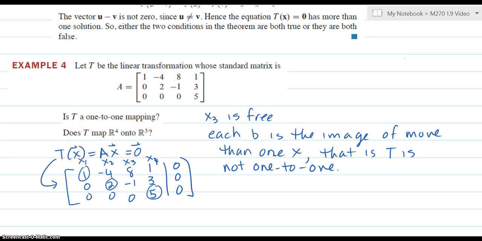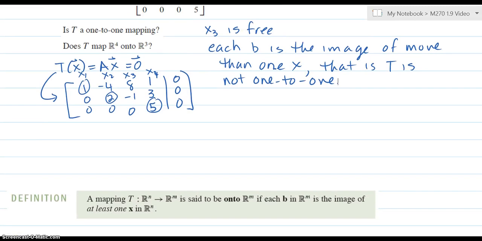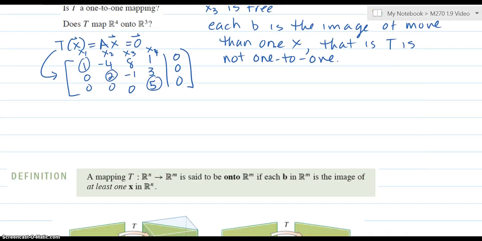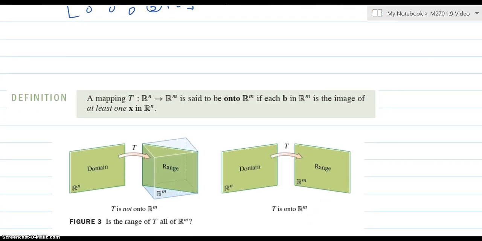Onto. To see if T maps R4 onto R3, we need the definition. So let's do that next. Here's the definition of onto. A mapping T from Rn to Rm is said to be onto Rm, the codomain there, if each B in Rm is the image of at least one X in Rn.